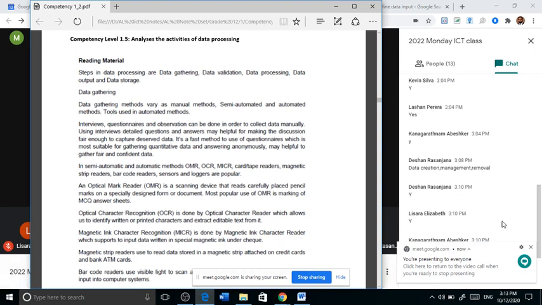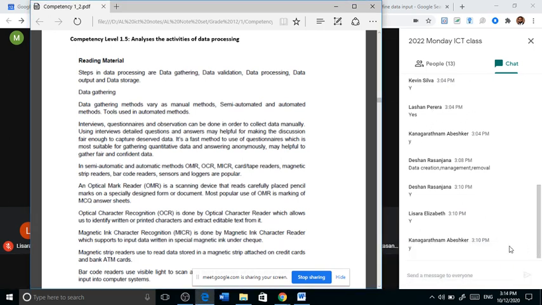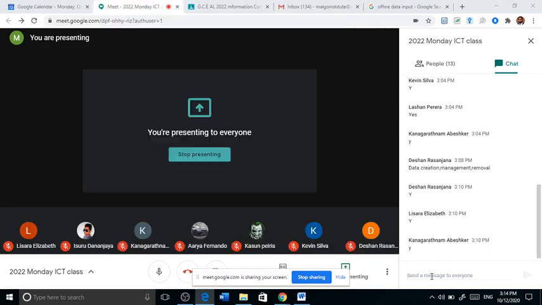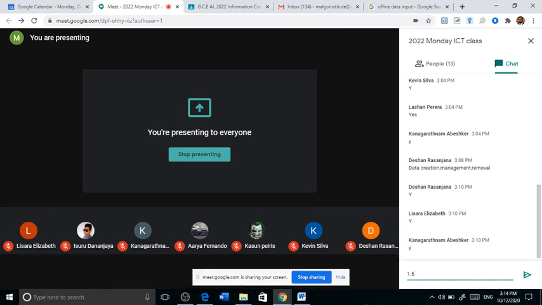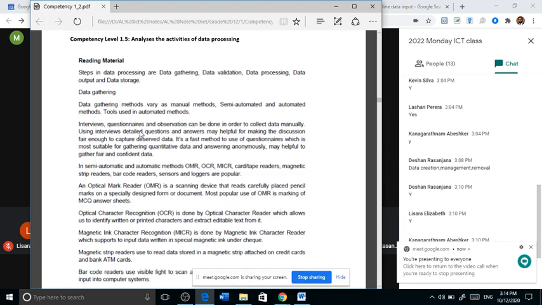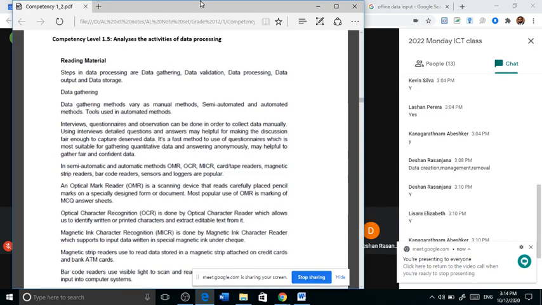Right. Write down the first question. First we have to put the heading 1.5, analysis the activities of data processing. So just put 1.5. So what is 1.5? You are having that. So put the heading. What is the heading? 1.5, analysis the activities of data processing. Put that heading.